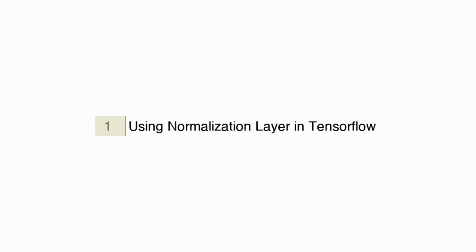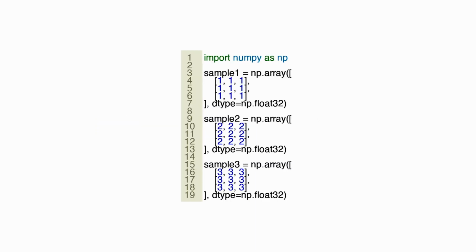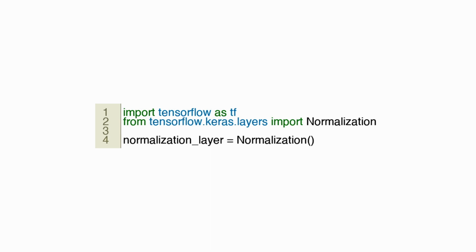Using normalization layer in TensorFlow. To normalize inputs in TensorFlow, we can use the Normalization layer in Keras. First, let's define some sample data. Then we initialize our normalization layer. And then to get the mean and standard deviation of the dataset and set our normalization layer to use those parameters, we can call the normalization.adapt method on our data.